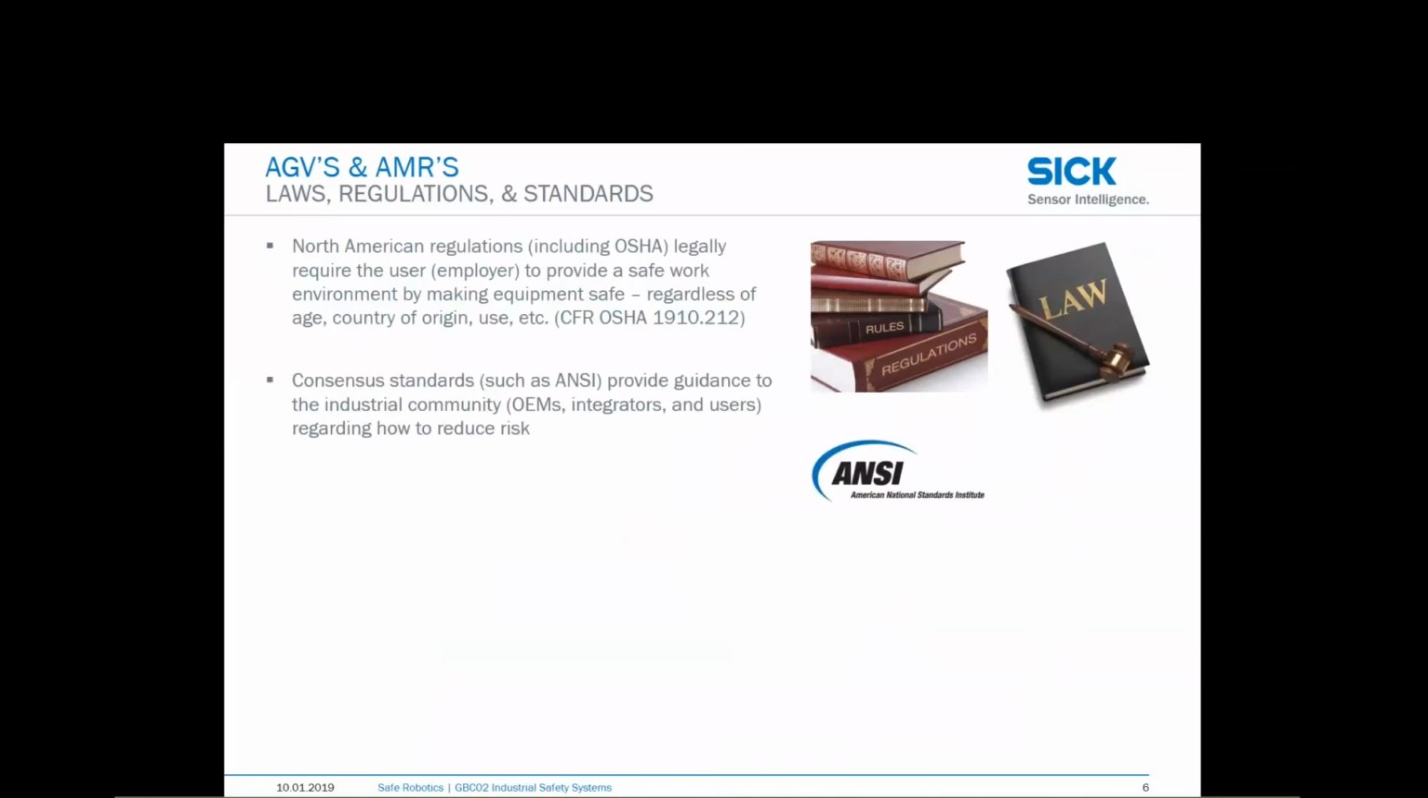And we find that information, or the guidance of how to design and build and construct these types of machines, or any machines and platforms, through consensus standards. So we'll talk about a couple of these consensus standards today that both happen to be ANSI standards, so American National Standards Institute.